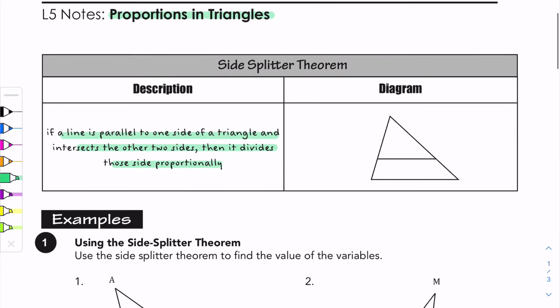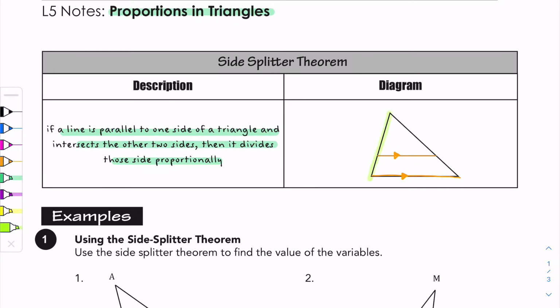So if we look at our diagram and we re-evaluate the description, it said if a line is parallel to one side of a triangle. So let's assume that these 2 sides are parallel. Remember, your parallel symbol looks like a little arrow on the line. That means if these 2 lines are parallel, trace over them in orange, then they divide the other 2 sides of the triangle. The 2 sides would be this side and this side, the sides we have not touched yet. So it divides the other 2 sides proportionally.